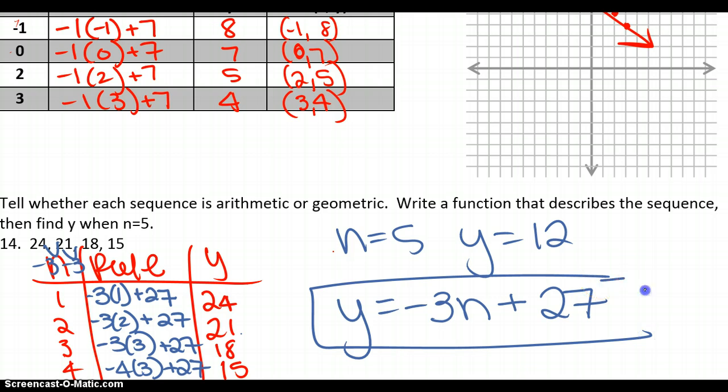This was a two-part question. It was asking you for the function, and it was also asking you for the 5th term of the sequence. And, oh my gosh, I have 10 seconds left.